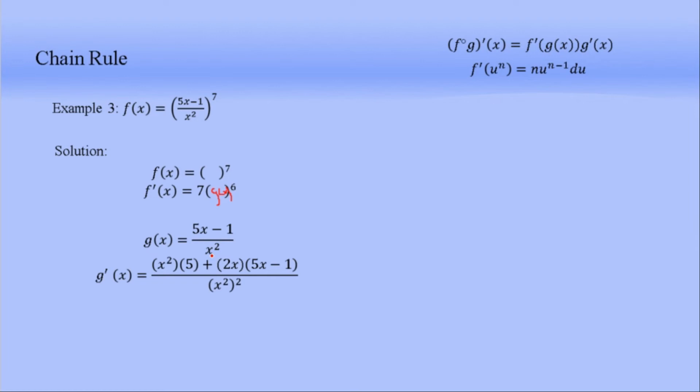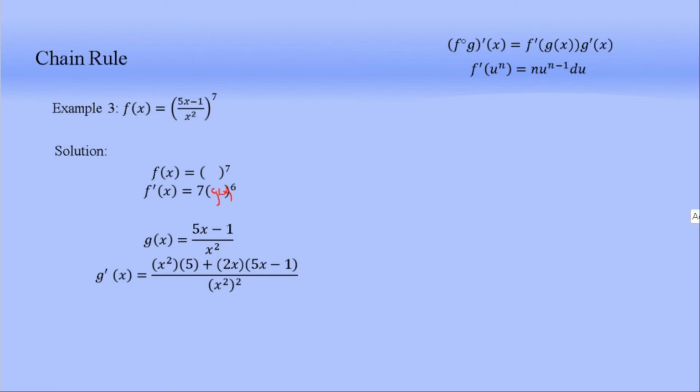And so quotient rule: x squared times the derivative of 5x minus 1. The derivative of 5x is 5 and the derivative of negative 1 is 0. Plus the first function, 5x minus 1, times the derivative of the second function, or the denominator. The derivative of x squared is 2x, over x squared squared.